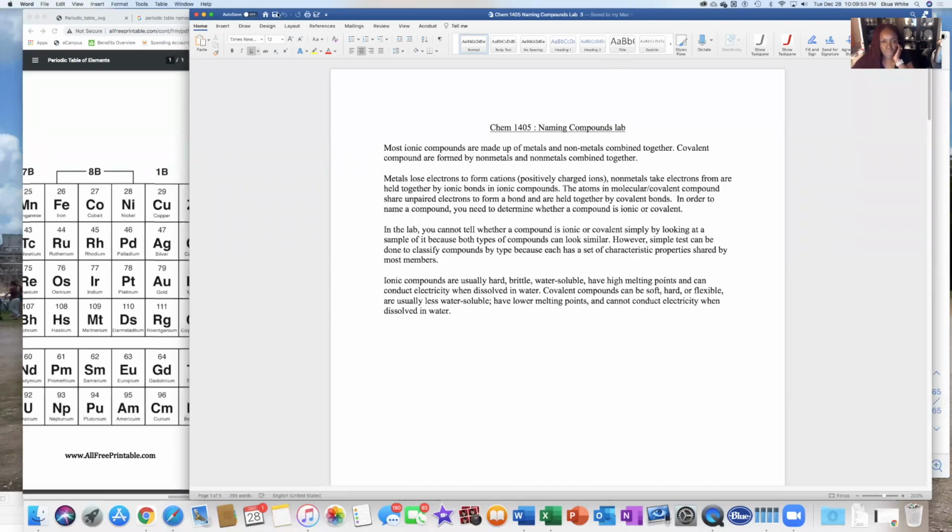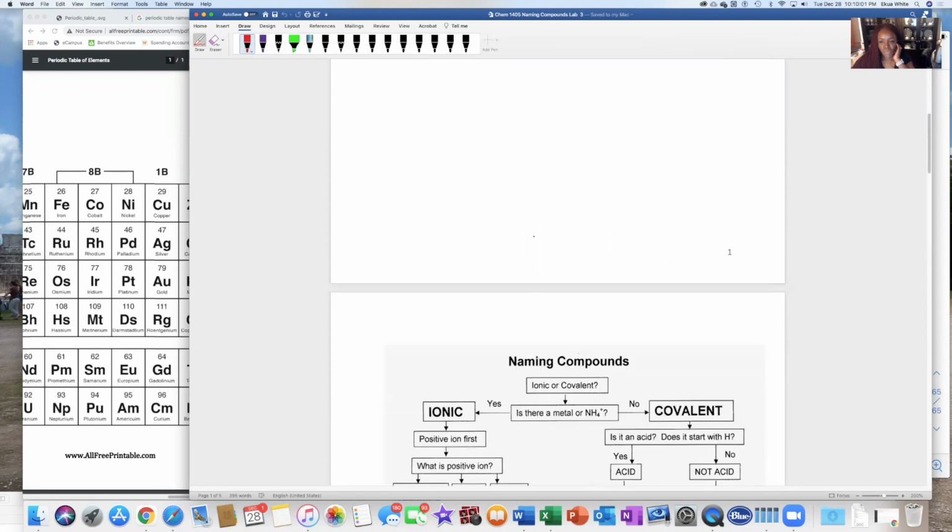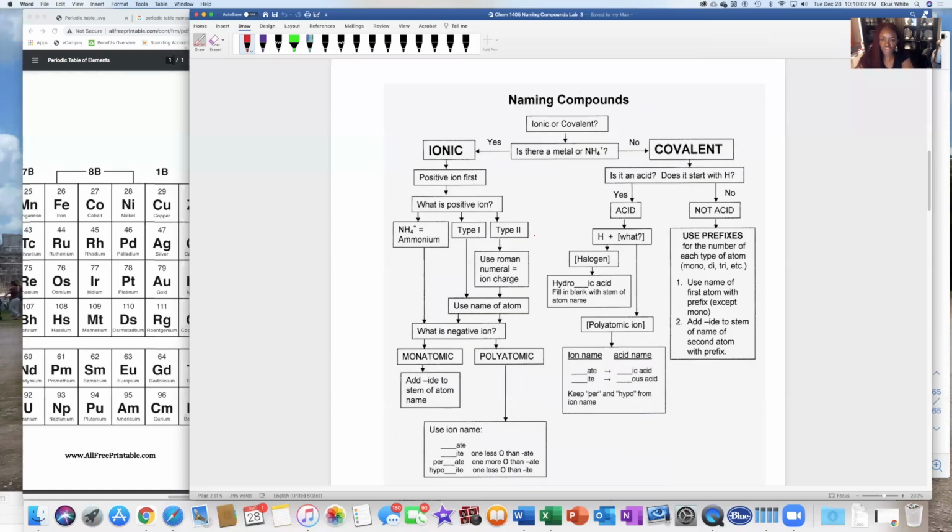Okay, to do this part here, I'm not going to do the whole thing. I'm just going to show you guys a few things on how to answer this lab. When you start here, there's a chart that shows you how to name compounds. So far, I'm still working on the PowerPoint, so I'm about halfway down.